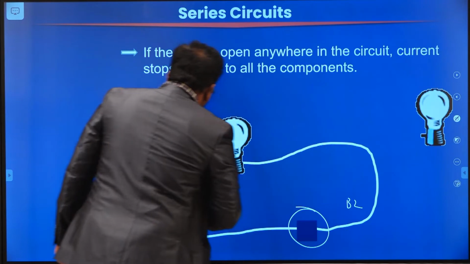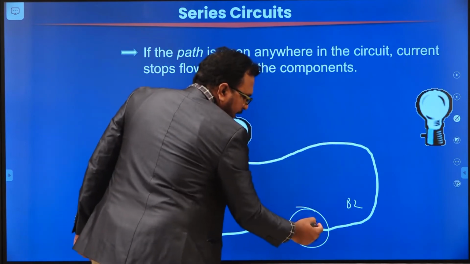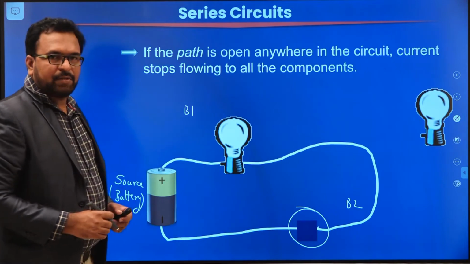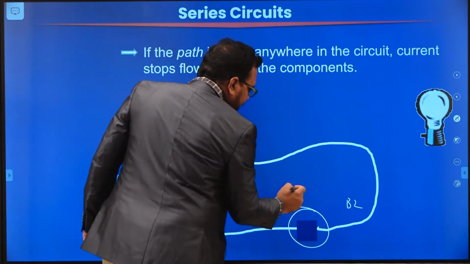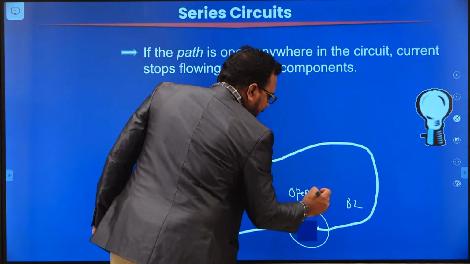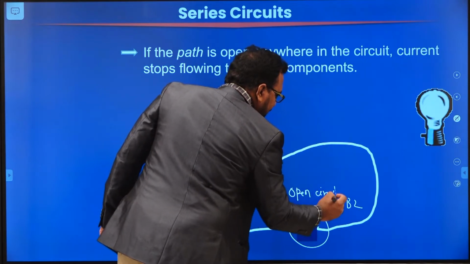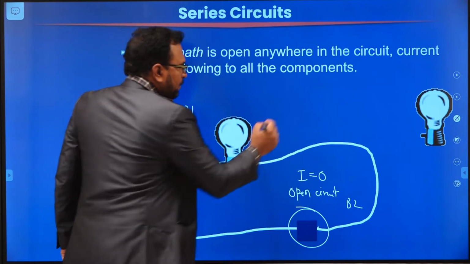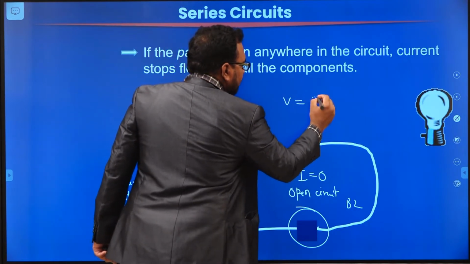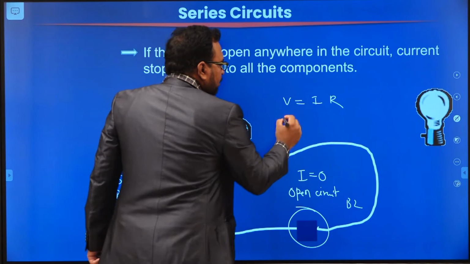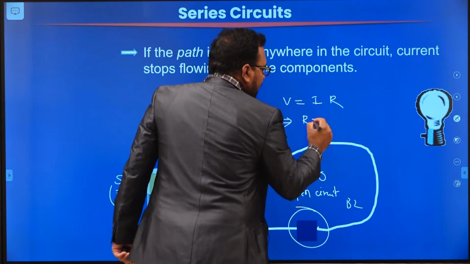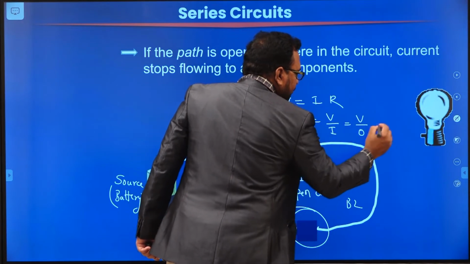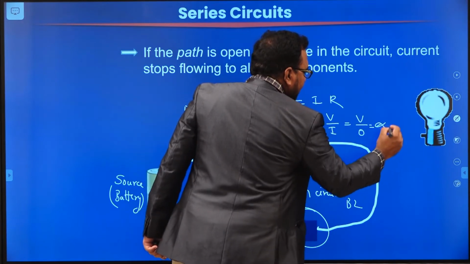Current will come from the source, and at this point where will it go? It is an open circuit. In case of an open circuit, the current never flows. So the circuit is open here. In case of an open circuit, the current is always 0. Current 0, from Ohm's law, what is Ohm's law? V is equal to I into R. So what is the R value? R is nothing but V by I. If current is 0, the resistance is infinity.